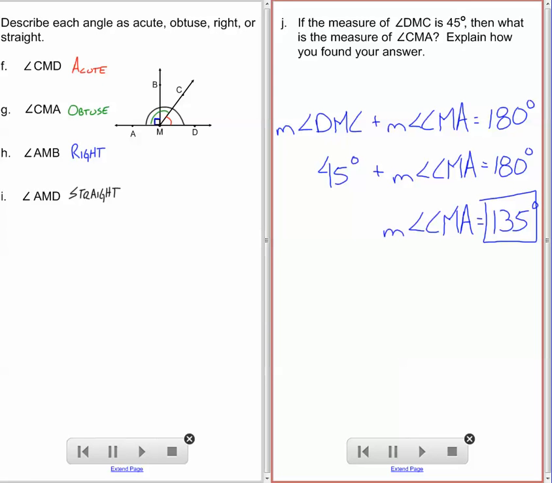Okay, so if I was going to explain how I find my answer, and you should write this down when you're asked to do so, you would say something about how DMC together with CMA makes a straight angle. Straight angles are 180 degrees. So a 45-degree angle with a 135-degree angle would make 180 degrees. So CMA must be 135 degrees.